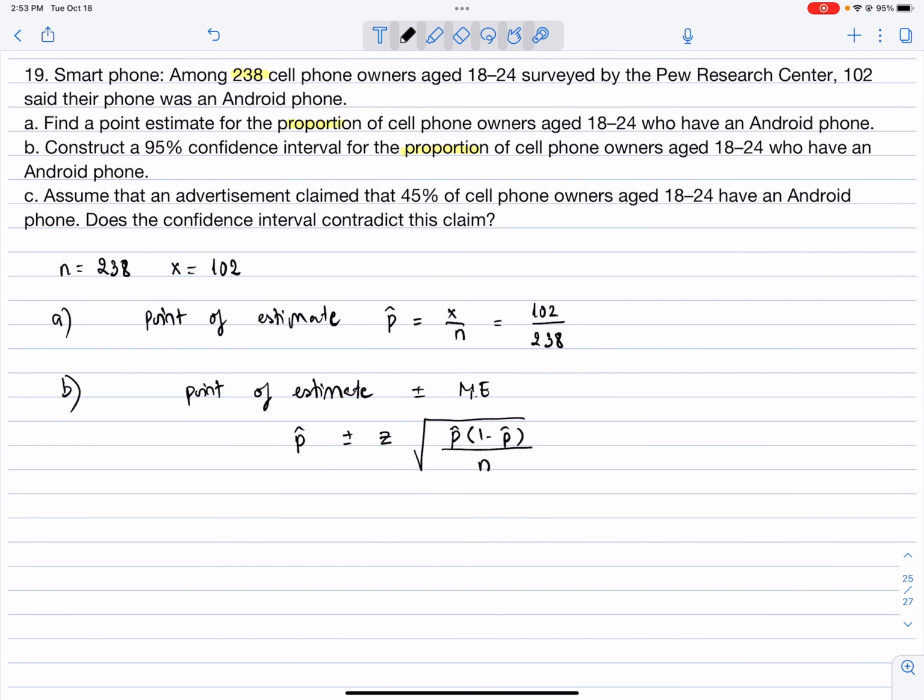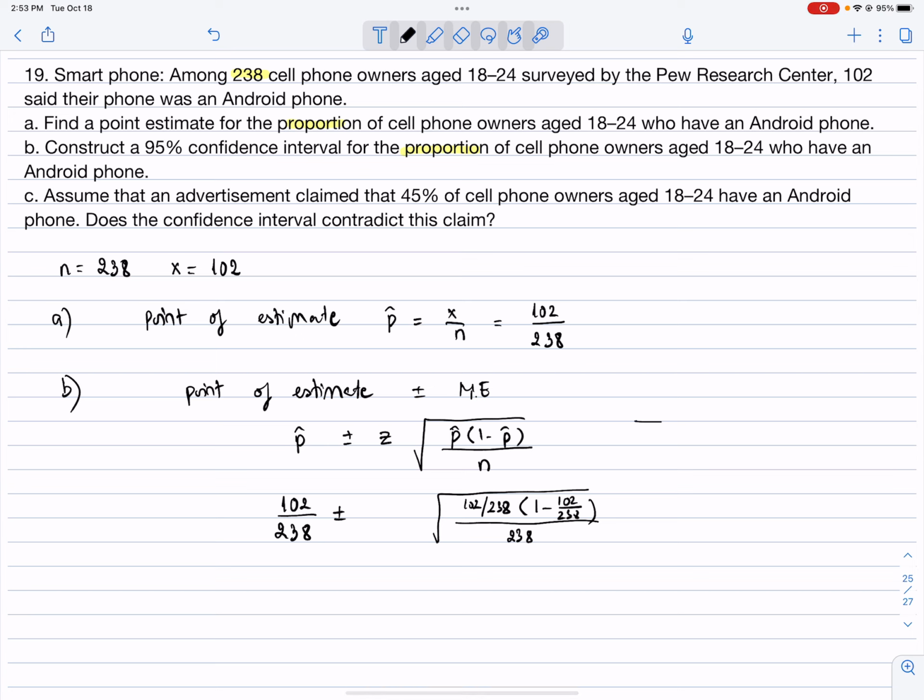Part B, construct a 95% confidence interval. So we just go ahead and plug in. The formula is point estimate plus minus margin of error. So we just plug in the numbers: plus minus z times the square root of 102 divided by 238, times parenthesis 1 minus 102 over 238, divided by n, which is 238.